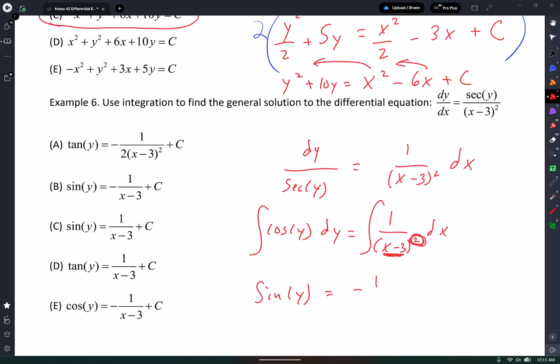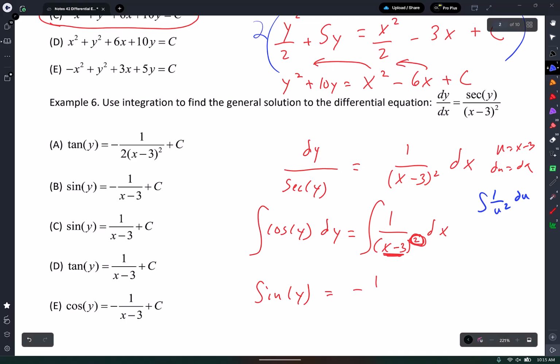So I guess you could do u substitution if you want. U equals x minus 3, so du equals dx. So this is like saying integral of 1 over u squared du. Negative 1 over u, or negative 1 over x minus 3, plus c. Right? Because 1 over u squared, that's like u to the negative 2. Add 1, divide by that number.